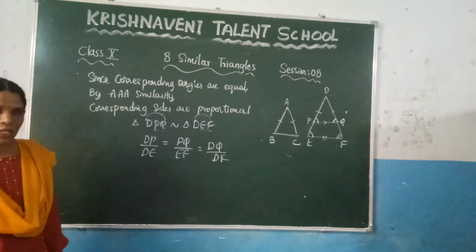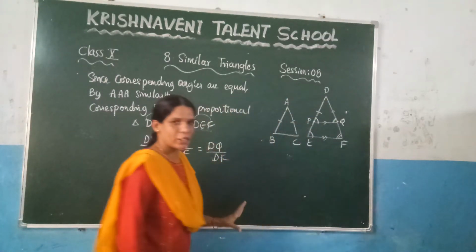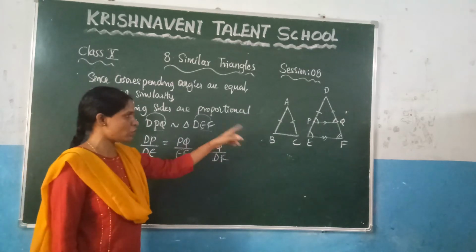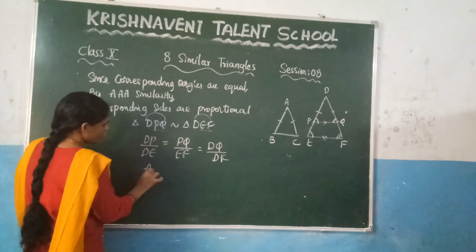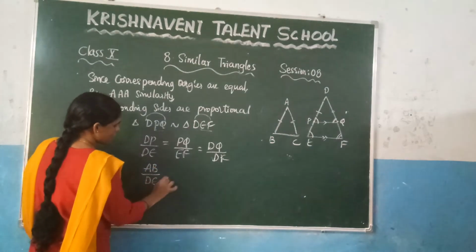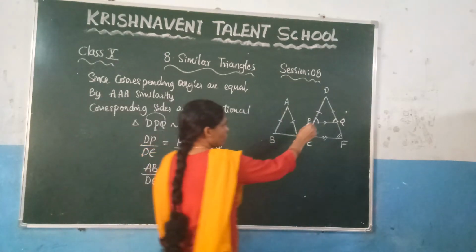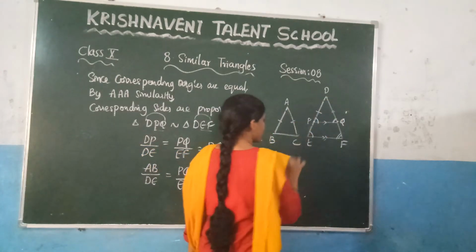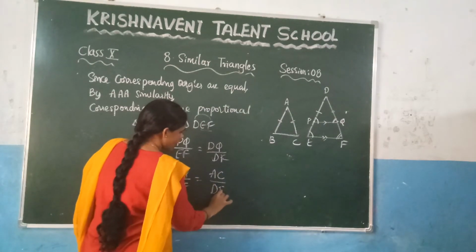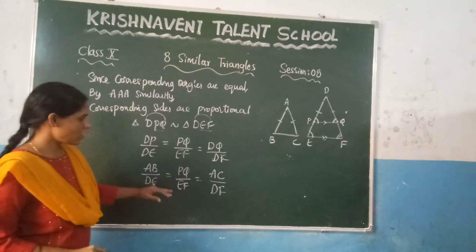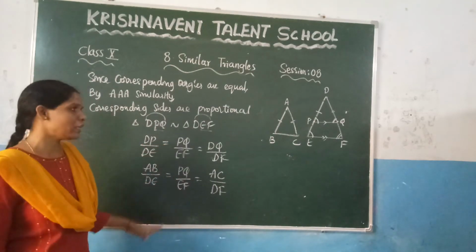Again here, by our construction, you know that AB is equal to DP, AC is equal to DQ. In place of AB, write DP. In place of AC, write DQ. So write it here. In place of DP, you know that it is AB by our construction. Similarly here, in place of DQ, you can write AC by DF. So here we got this equation.